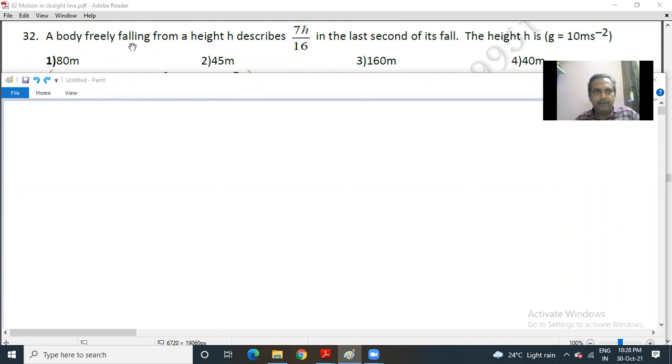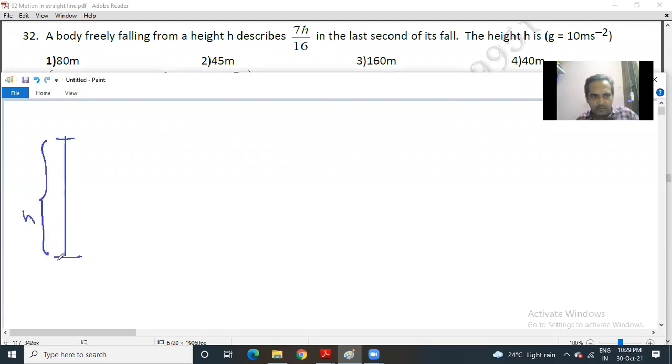A body freely falling from a height h describes 7h by 16 in the last second of its fall. What do you need to find out? From what height the ball is dropped. So try to understand, the t-th second may be the last second. With the help of a diagram, try to understand the question. So this may be the height it is going to cover.